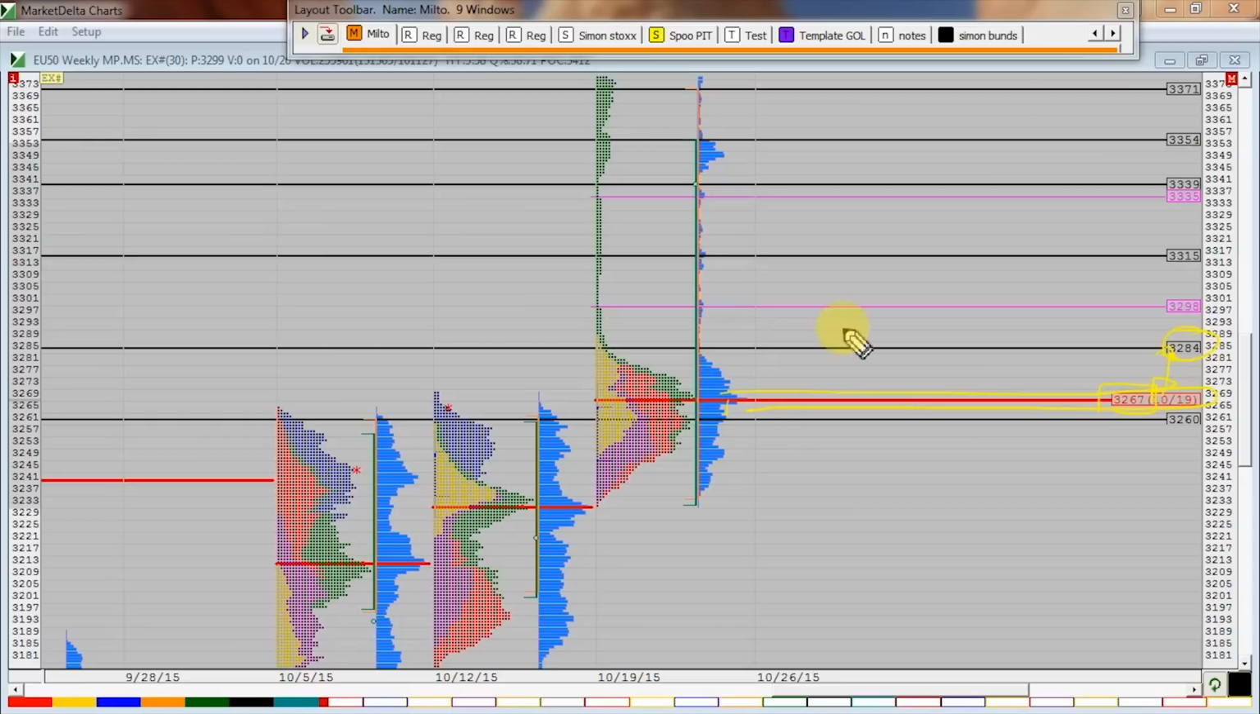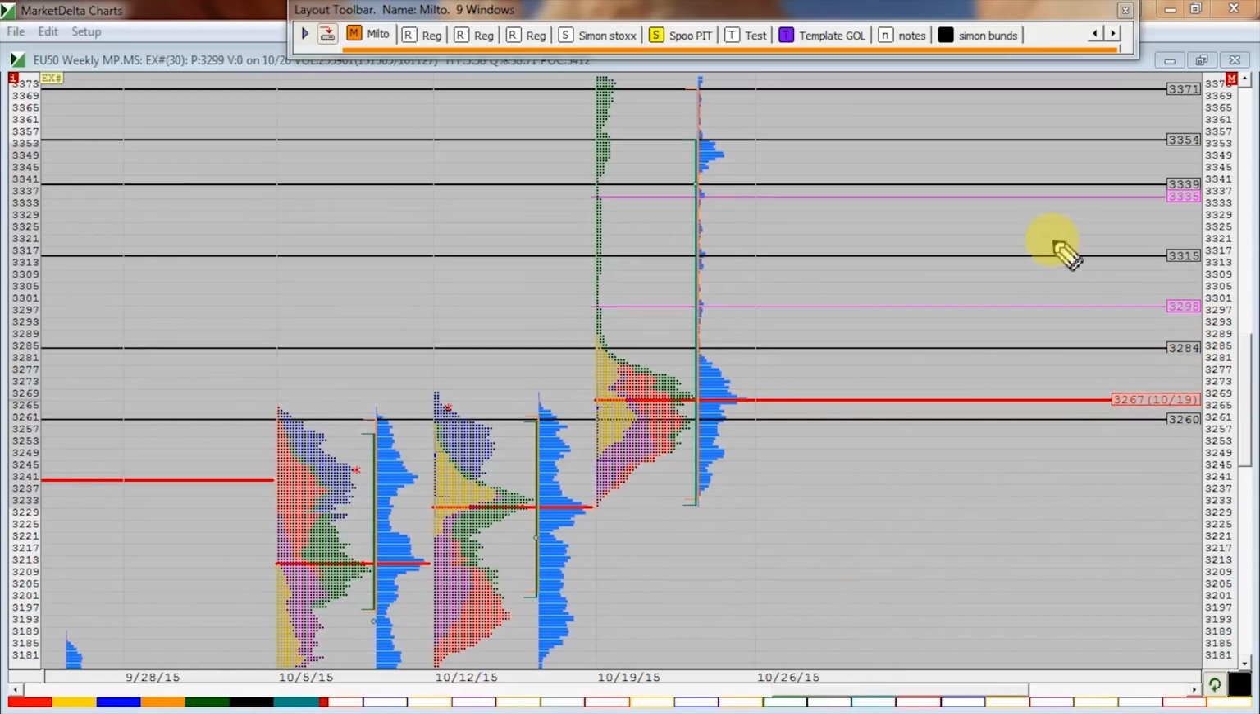Obviously, if we get down, we do have the 34s, as I believe was in before, as the value area lows of the week. And obviously, if we get below that, that is, like I said before, going to be particularly bearish. So that is a very bearish scenario.